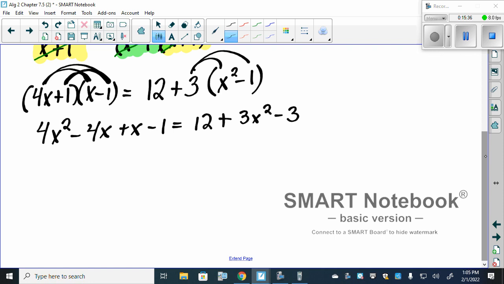Now at this point here, we can go on and combine like terms. So we'll have 4x squared. Well, negative 4x plus x is going to be negative 3x minus 1 is equal to 3x squared. Well, our 12 minus 3 is plus 9. Any questions on anything we've done so far?